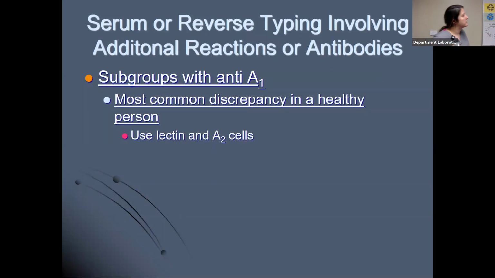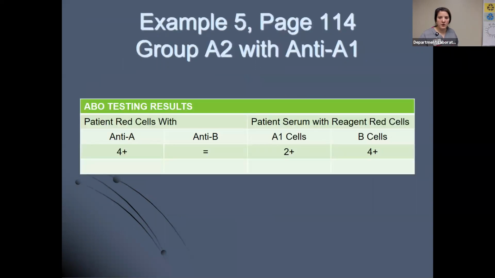All right, let's talk about a subgroup of A where they have built anti-A1 and what that looks like. This is the most common discrepancy that you will see in blood bank, okay? So here we have a group A2 patient with anti-A1. Notice in your front type, you have a 4+ reaction with anti-A, a negative reaction with anti-B. What's your front type? A. But in your back type, notice that you have a reaction with both A cells and B cells. Okay, that A1 cell reaction is actually weaker, 2+.